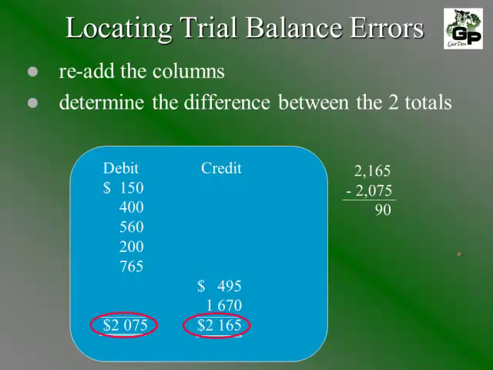First of all, if we follow all the examples and steps that we just learned, we want to find the difference between the two columns. So we take the larger amount, in this case the credit amount, $2,165. We subtract the debit amount, which is $2,075, and we get a difference of 90. So we are going to use this difference of 90 for all of our calculations to help find this error.